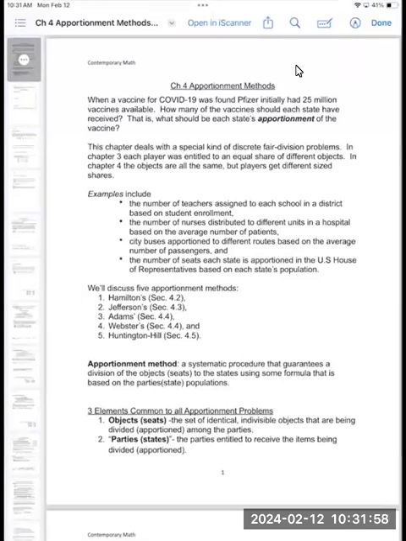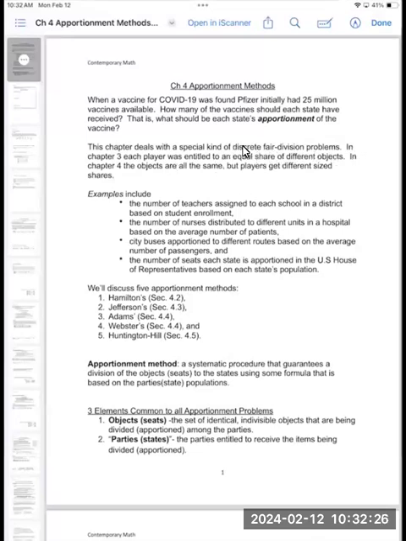So imagine that everybody wants a vaccine. Maybe we don't have enough for everybody, but each state says, I want some, I want some. So we give each state a portion of the total vaccines we have, and we want to give it proportional to how many people they have in each state, right? So this chapter deals with a special kind of discrete fair division.